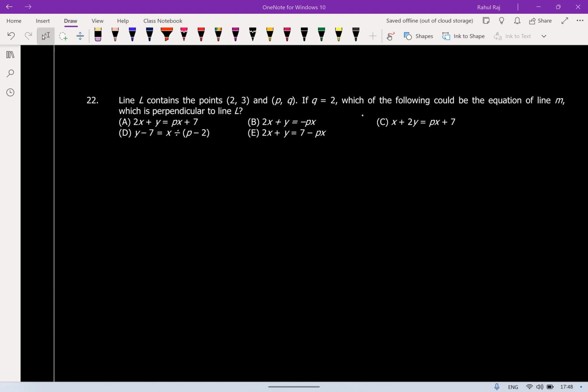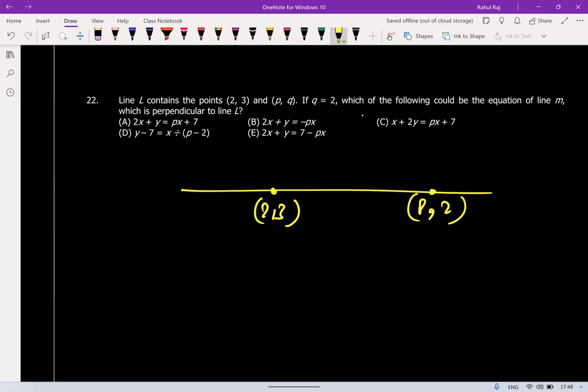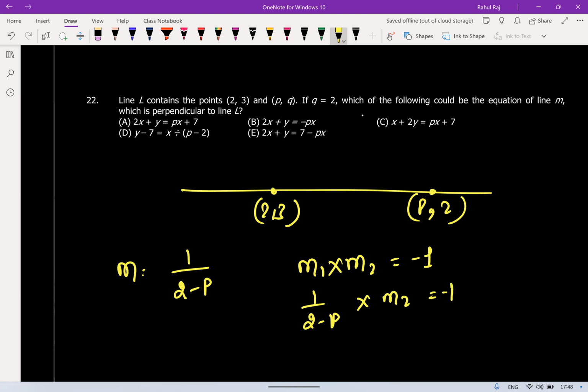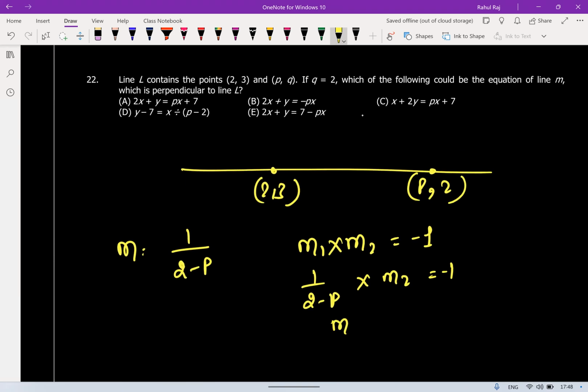Right. So it says that line L contains point (2, 3). This is 2 and 3. And P and Q, where Q is 2, is given. So what is the slope of this line? M is equal to 3 minus 2, that is 1, over 2 minus P. This is the slope. So whatever other line that is perpendicular to this line should have slope what? M1 times M2 should be equal to negative 1. M1 I know is 1 over 2 minus P, and M1 times M2 is equal to negative 1. So slope M2 should be what?